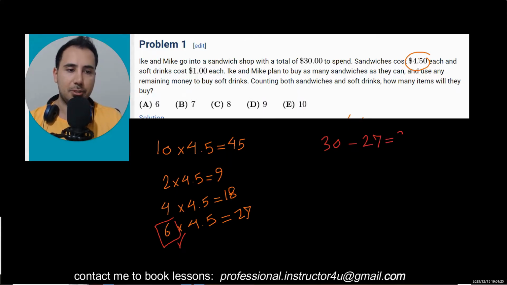How many soft drinks can we buy? Each one is 1. 3 soft drinks. So how many items in total, right? So we have 6 sandwiches, 3 soft drinks. So it will be a total of 9. 6 plus 3 is equal to 9. So D would be the right choice for problem 1.